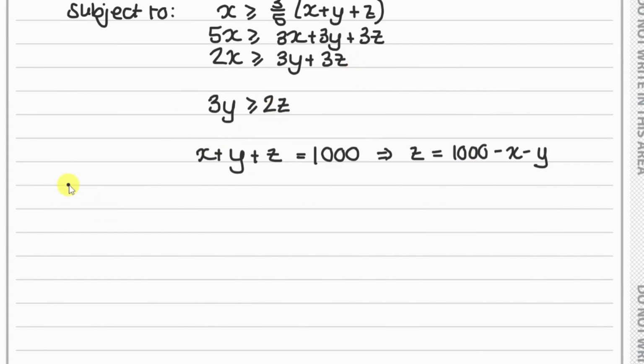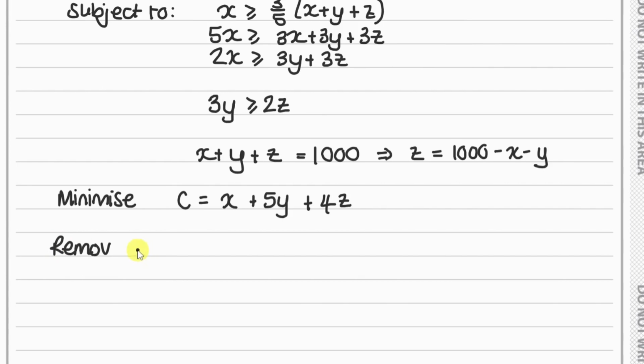Whilst we're at this stage, I'm just going to write down my objective function. I want to minimise the cost. A rose is £1, so 1 times the number of roses plus 5 times the number of hydrangeas, plus 4 times the number of peonies. At this stage, everything is in terms of x, y, and z. So I'm now going to remove z, using z is equal to 1,000 minus x minus y.